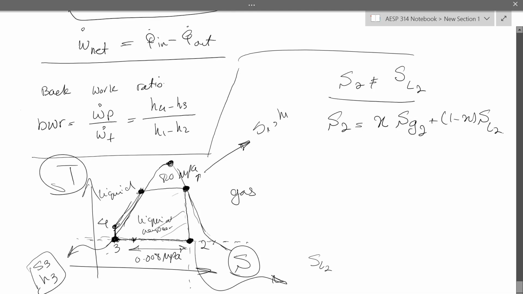Does this make sense? The total entropy at station 2 is going to be the same as the entropy at station 1. That's the total entropy of the system. The only part that you are going to get from the previous entropy is the entropy of liquid. This part. Or let me rephrase that.